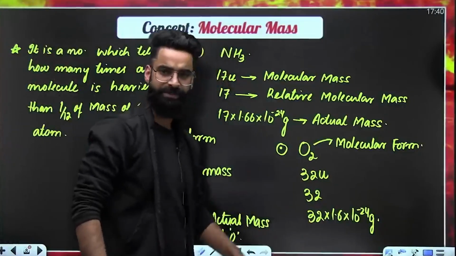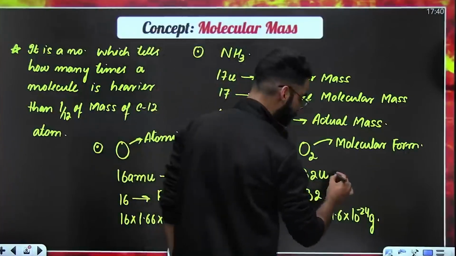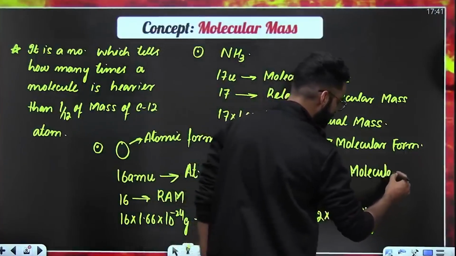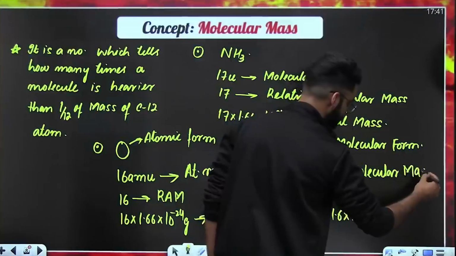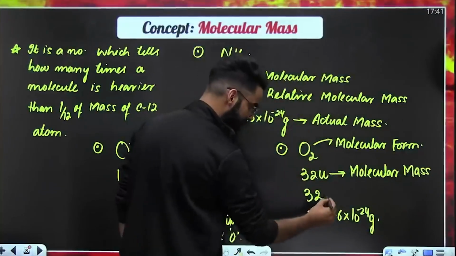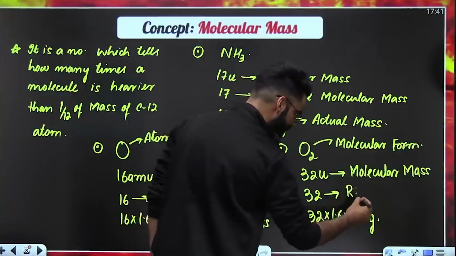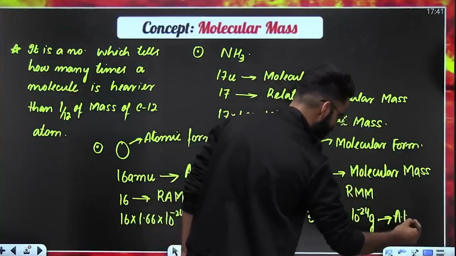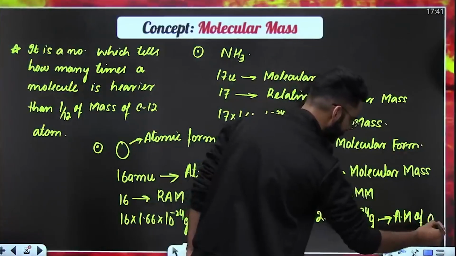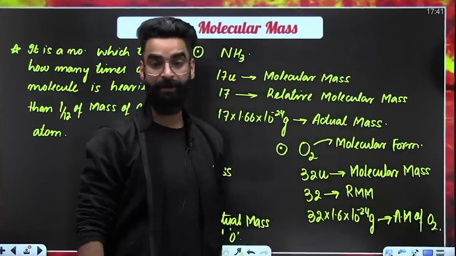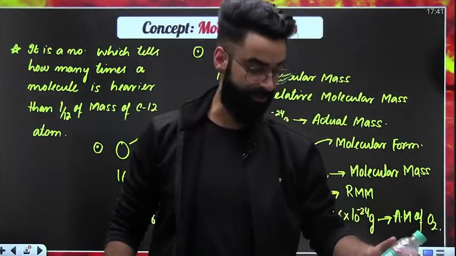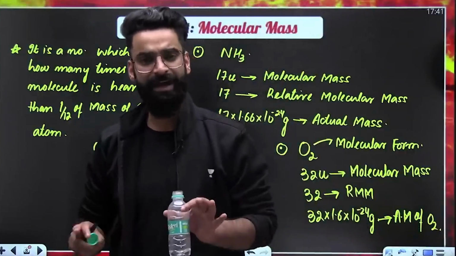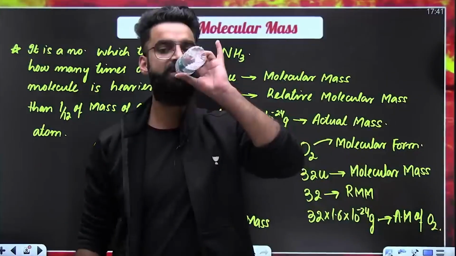What about these terminologies? 32U. What is it? It is basically the molecular mass of oxygen, because here oxygen is in molecular form. 32 is the relative molecular mass of oxygen. This particular term is the actual mass of O2. I hope all these three terminologies are very clear to you. So let me know once in the chats if all these terminologies are clear so that we can solve your questions.